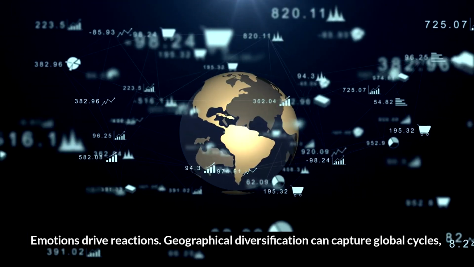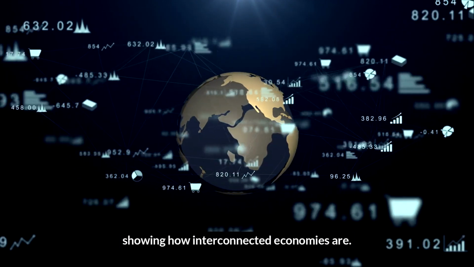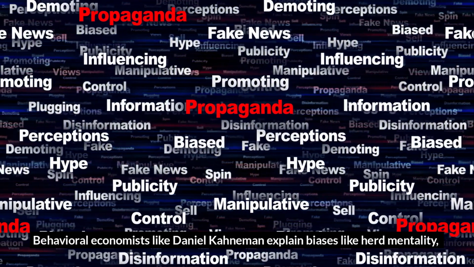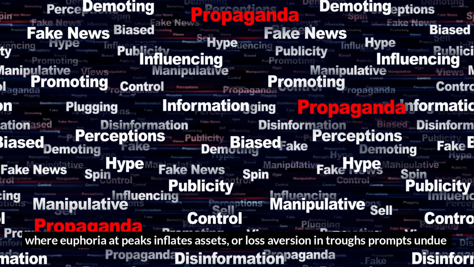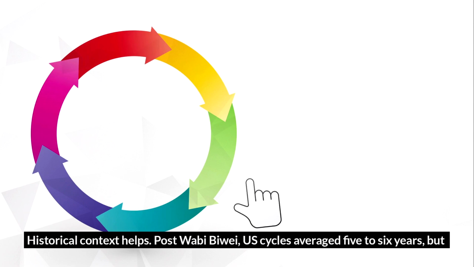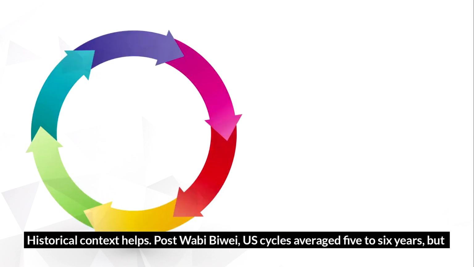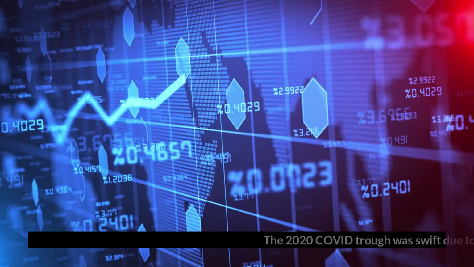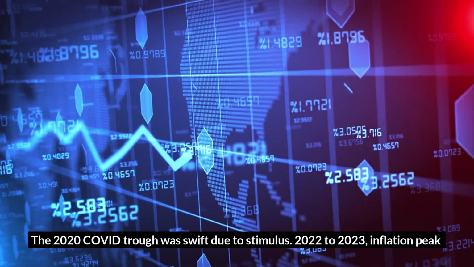Geographical diversification can capture global cycles, showing how interconnected economies are. Behavioral economists like Daniel Kahneman explain biases like herd mentality, where euphoria at peaks inflates assets, or loss aversion in troughs prompts undue selling. Historical context helps. Post-WWII, U.S. cycles averaged 5 to 6 years, but globalization shortened them. The 2020 COVID trough was swift due to stimulus.